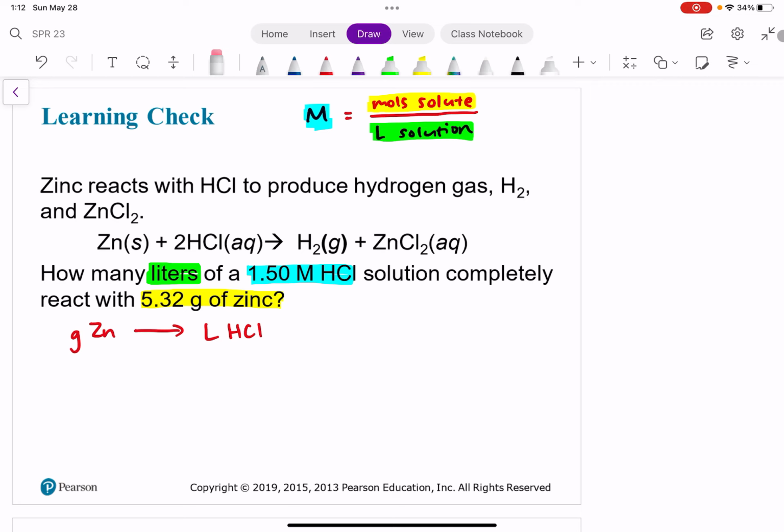So let's add that step in here. So first I want to go from grams of zinc to moles of zinc. And then I want to go from moles of zinc to moles of HCl. We want to eventually end up in liters of HCl, so we got to get to moles of HCl first. Those are the two things we're comparing. So we got to get to moles of that other thing as well. And then I want to get to liters of HCl. Okay, so that's my general problem-solving process, but how are we going to do that step by step?